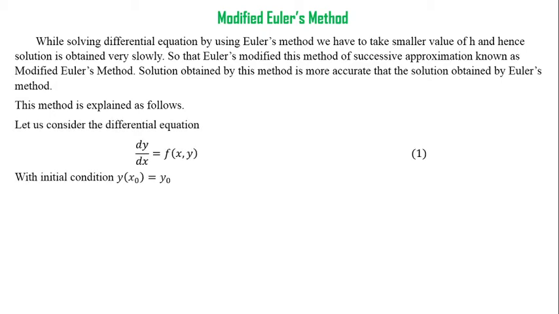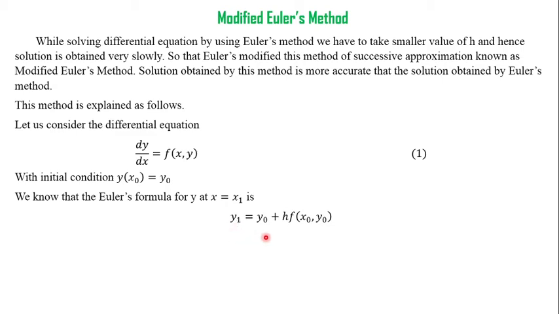So for that, let us consider the first order ordinary differential equation dy by dx equal to f of x, y with initial condition y at x naught is y naught. You may call this equation 1. Now the Euler's formula for y at x1 is y1 equal to y naught plus h f at x naught, y naught. Now Euler modified this formula, and called this first approximation of y1 the zeroth approximation of y1, which is equal to y naught plus h f at x naught, y naught. Then using that we can obtain the next approximation.